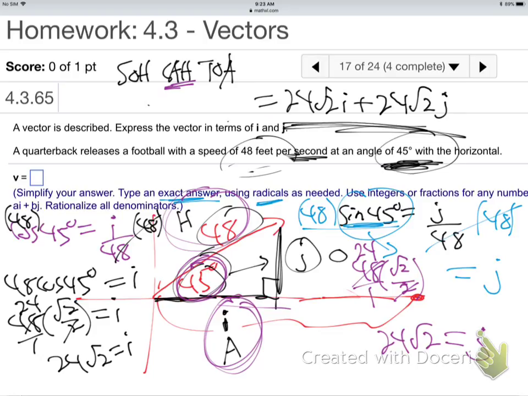Do you think they've got a math job in football? Do you think each football team has their own math? That's right.